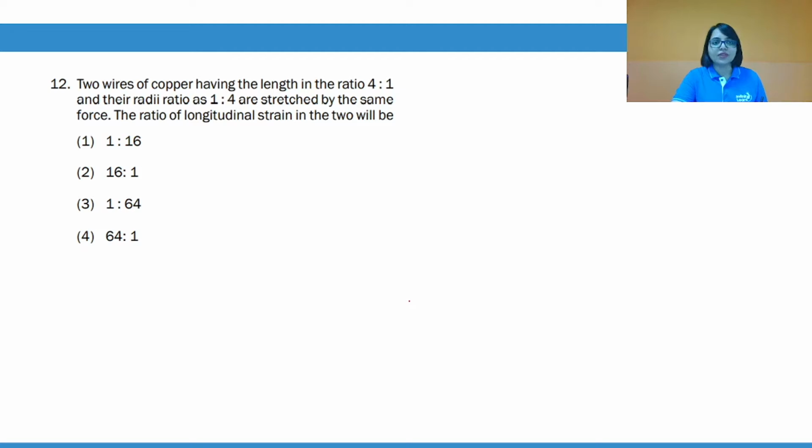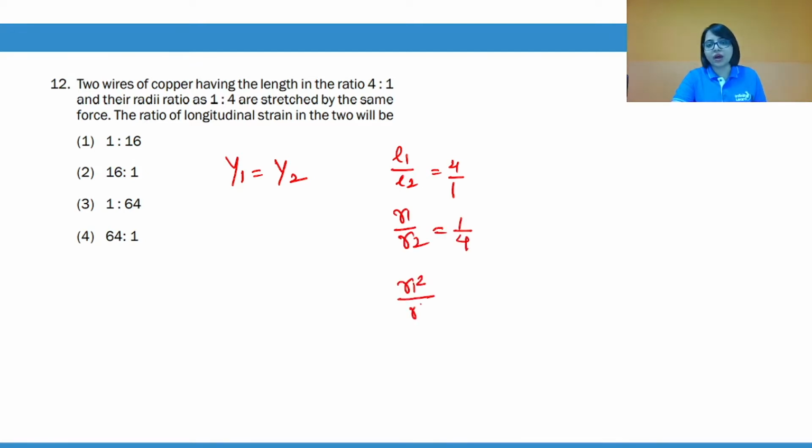Next is question number 12. Two wires of copper having the length in the ratio 4:1 and the radii ratio as 1:4 are stretched by the same force. The ratio of longitudinal strain in the two will be. So we have wires of copper, that means Young's modulus for both the wires is same. L1 upon L2 is given as 4 upon 1, and R1 upon R2 is given as 1:4. So R1 square upon R2 square will be 1 upon 4 square, that is 1 upon 16. And if you multiply this term by pi in numerator and denominator, it is nothing but the area of cross section of these two wires, pi R1 square upon pi R2 square, that is A1 upon A2, and it is equal to 1 by 16.